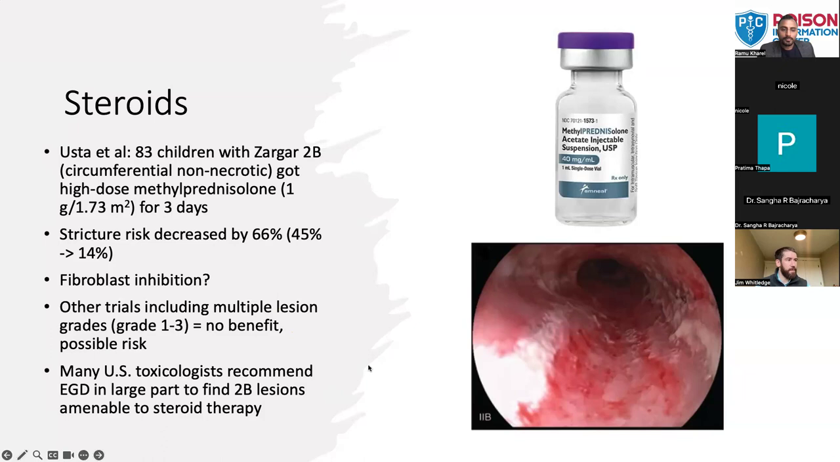So certain research groups have given high-dose steroids, sometimes for just a few days, sometimes for multiple weeks, and looked at whether that decreased your stricture risk. Most of the studies have not shown a benefit, and some have suggested harm, but these have looked at a wide variation in severity of esophageal injury. There was one particular study, though, by a group headed by Dr. Usa in 2014, which looked specifically at 2B lesions.